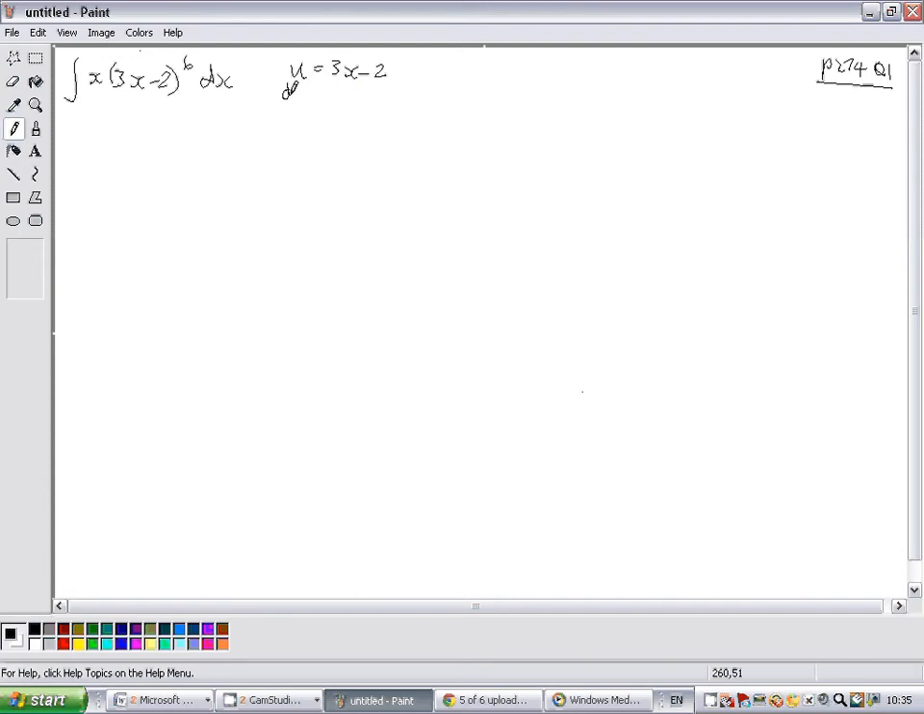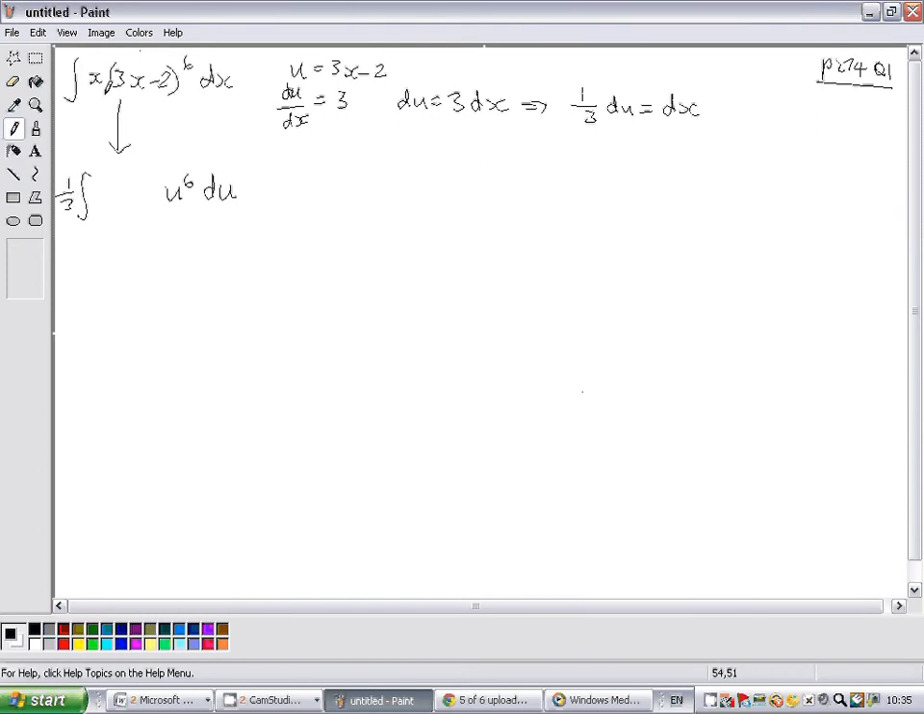Same method as usual. Start by working out du by dx, which in this case is 3. Rearranging that, we get du is equal to 3 dx, and if we rearrange that, we get a third of du is equal to dx. So, looking at the question here, the 3x minus 2 to the 6 we can write as u to the 6. dx can be replaced by a third du. So I'll put du there and I'll put the third outside like I always do.